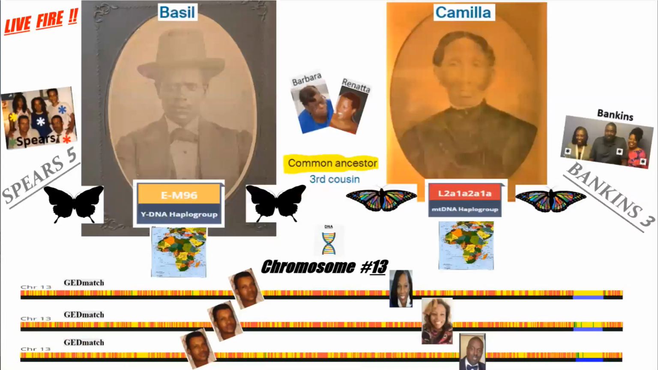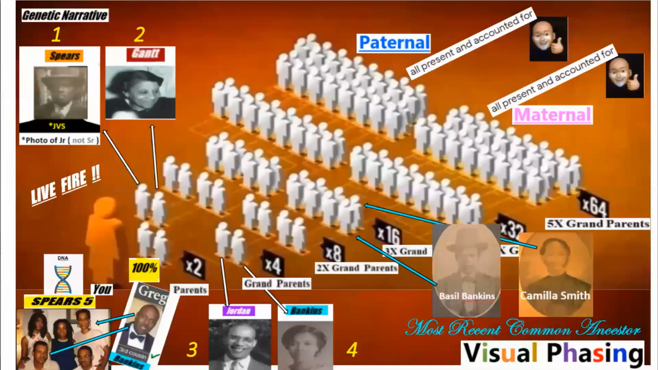Well, in one part of this, it means that on chromosome 13, Basil Bankins and Camilla Smith are speaking to us. We are all related, all of us, the folks that are imaged up here, all related through this chromosome in this area. And this is something that we're able to discern by going through these types of activities. So it's goodness in being able to do that.